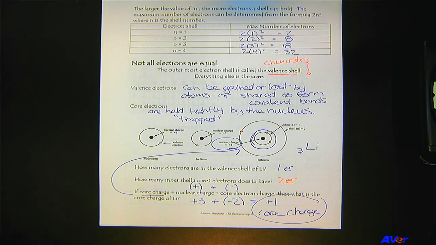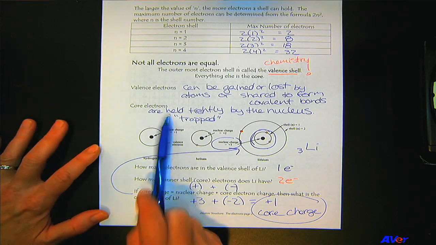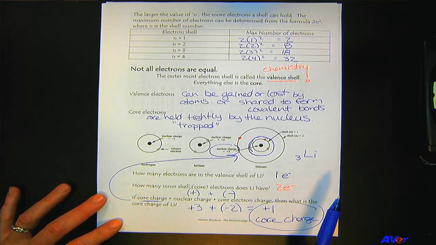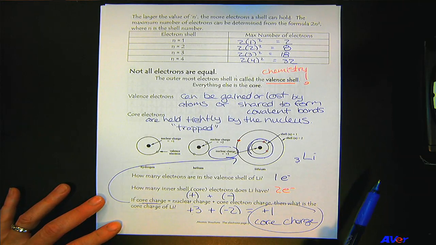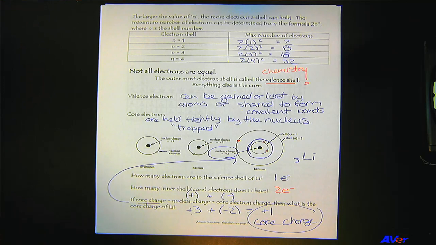Okay, so core electrons, that's about it. The only thing we really need to know about core electrons is core charge. Really, valence electrons are the big deal, so let's look more closely there.